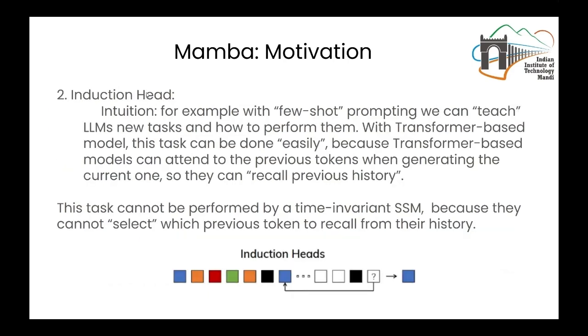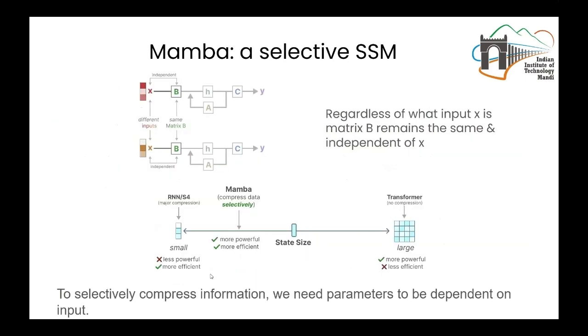Also, the second problem is the induction head, which works like teaching a child. If I say give me the box after the black box, it can look back, find that the box after the black box was the blue box, and give us the answer blue box. The SSM can't do it. It can't recall the previous history, for a similar reason: there is no content awareness between the inputs we are passing. So what we can do is further modify the S4 to a selective SSM.